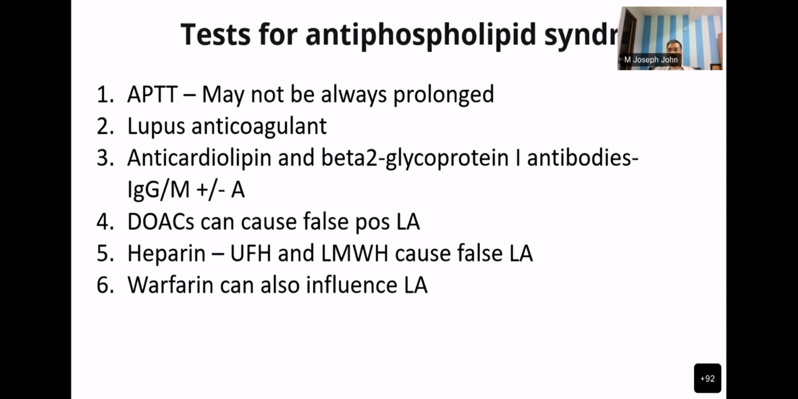Antiphospholipid syndrome is something which we must understand in a bit of detail. APTT may not always be prolonged if you suspect it, so lupus anticoagulant needs to be checked separately. Antibodies can be sent. DOACs can cause false positive LA. So essentially, anybody who is on treatment for a thrombus for any cause, whether DOACs or heparin or warfarin, do not do LA testing at that time.